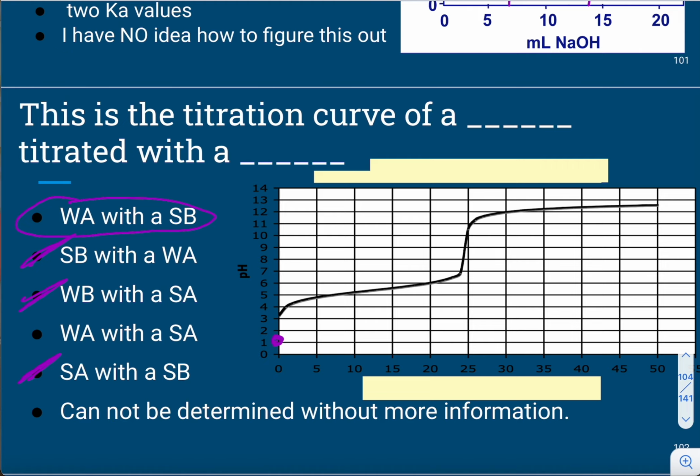You also could look and say, okay, my equivalence point is at about 9. And we know that the equivalence point of a weak acid is going to be higher than 7, right? Because we said that's because of the conjugate base. So that's also how you could do it, either by process of elimination or just looking at the equivalence point.